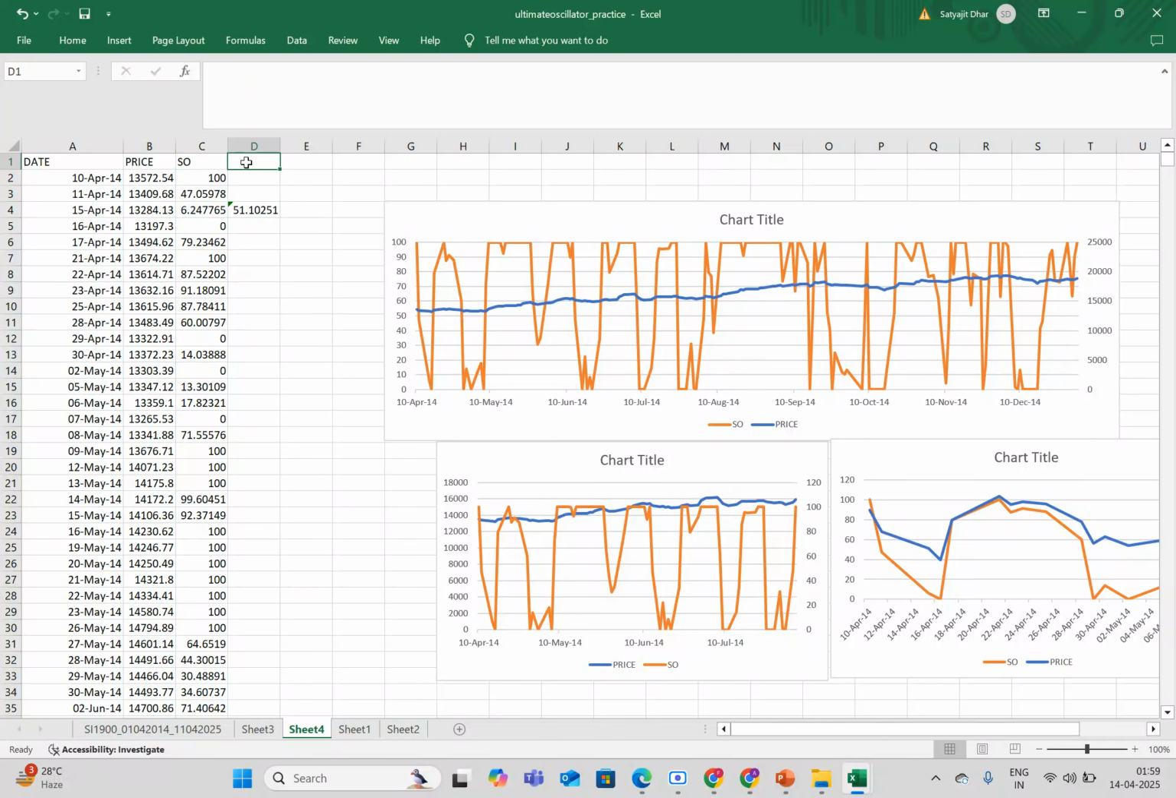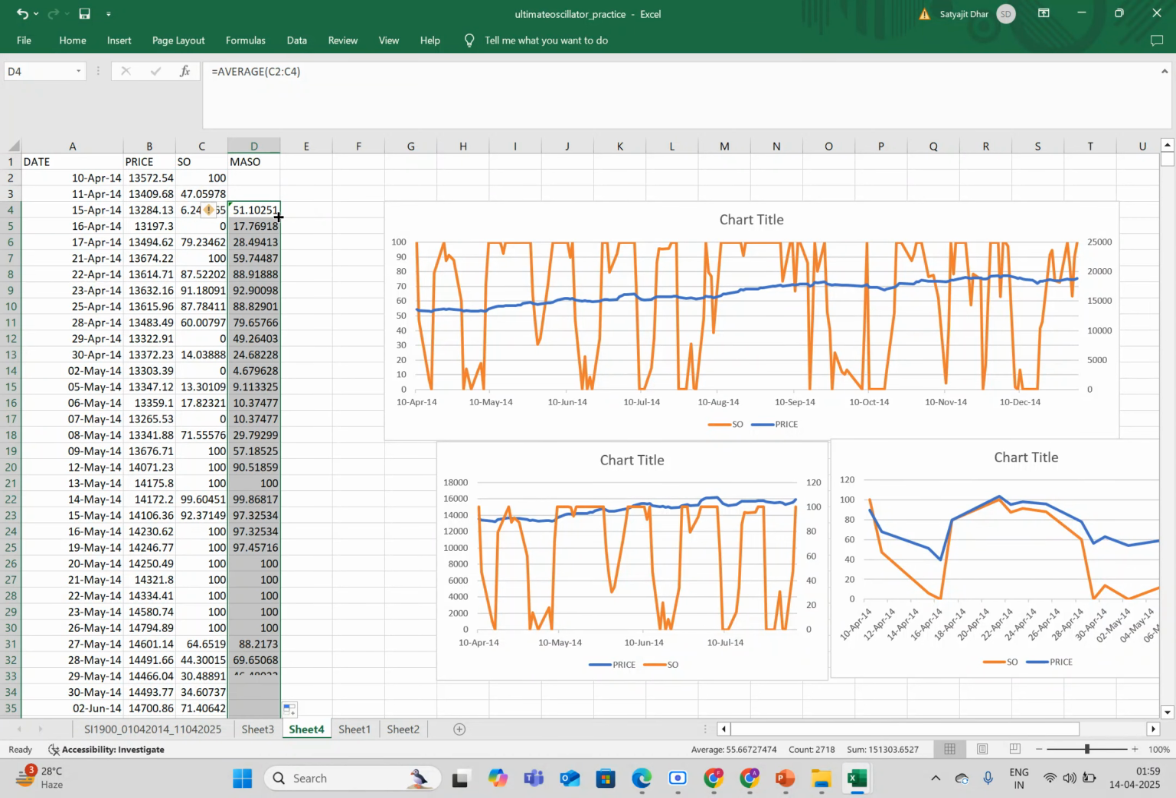Here it is. We name it MASO, or moving average stochastic oscillator. It is a 3 periods moving average. Now we will look for intersections or crossovers of the SO and the MASO graph.